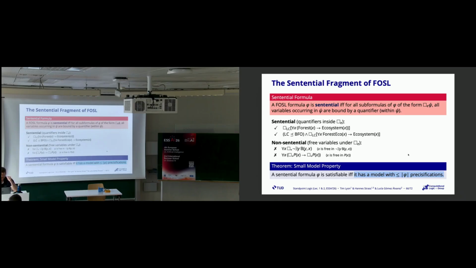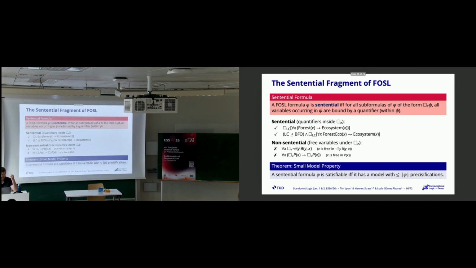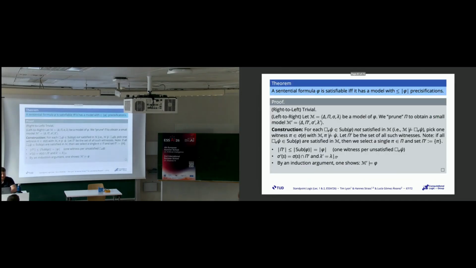So this means that in your standpoint model, this set pi here, the number of precisifications it contains is bounded by the number of symbols in this formula phi. So the model is small in that regard relative to its set of precisifications. So I'll explain how this theorem is proven. We'll go over some of the cases of the proof.